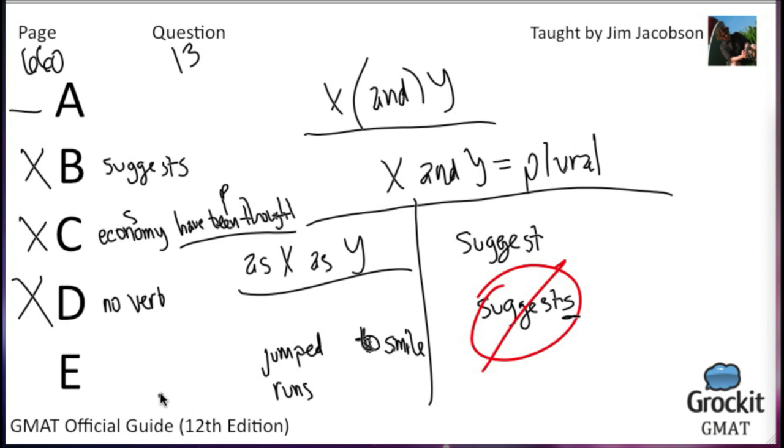And actually, it looks like choice E does the same thing. "Claims, suggesting the economy might not be as weak as previously thought to be by some analysts." And then there's also a parallelism issue, but also there's no verb in that one too, so doubly wrong, leaving us with choice A.